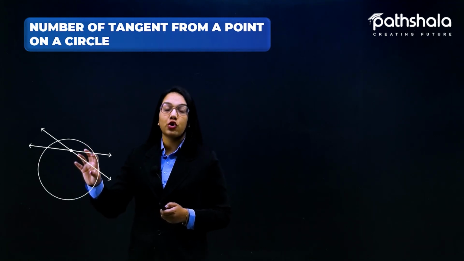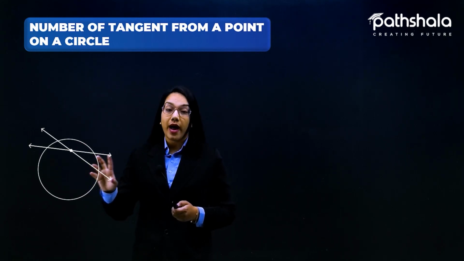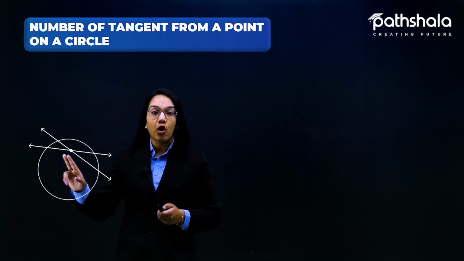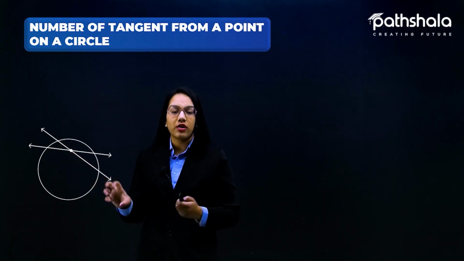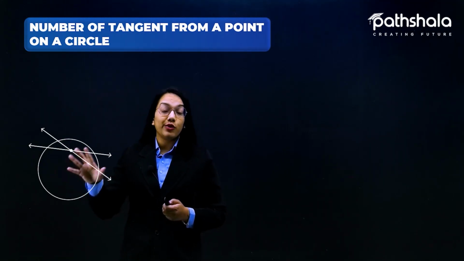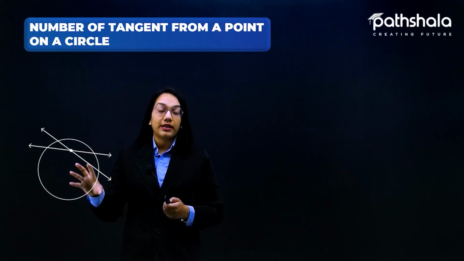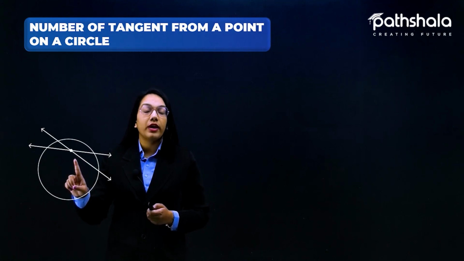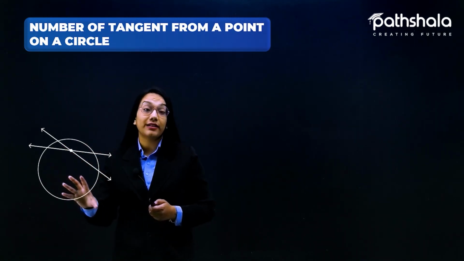If we want to draw tangents from this particular point to the circle, as you can see, we have already drawn two lines over here. This is line number 1, this is line number 2, and you can draw even more than these two lines. Whenever you draw a line that passes through this point, that line will definitely intersect the circle at exactly 2 points.